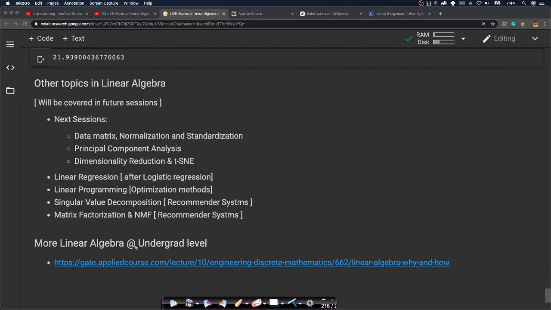Then you have this whole concept called linear programming. We'll do a live session on linear programming when we come to optimization methods. Then you have singular value decomposition and matrix factorization. All these concepts are extremely useful in the area of recommender systems, and also in data visualization. If you want to visualize 100-dimensional data, how do you visualize it? A lot of linear algebraic techniques like principal component analysis, dimensionality reduction, and t-SNE are used in that context.